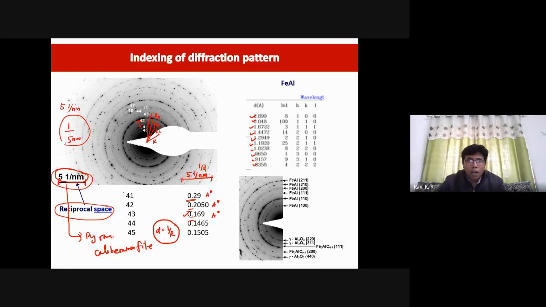So now, once you have this value, we compare with the standard pattern. This particular material is iron aluminate. Now if we compare, 2.9 Angstrom is actually your 100 plane. 2050 is actually your 110 plane. This is 1.69. 1.69 is your 111 plane.